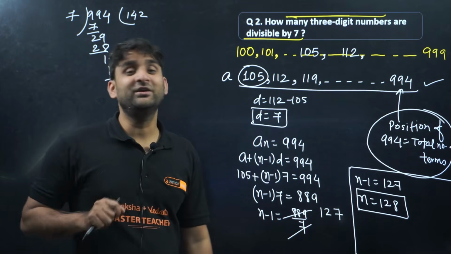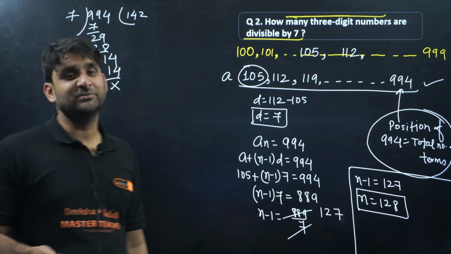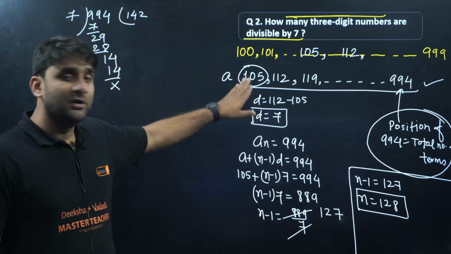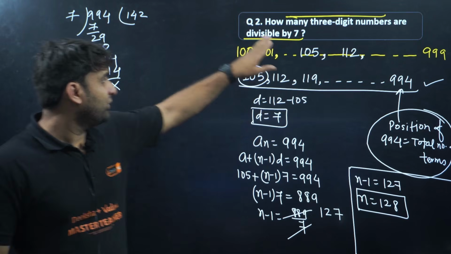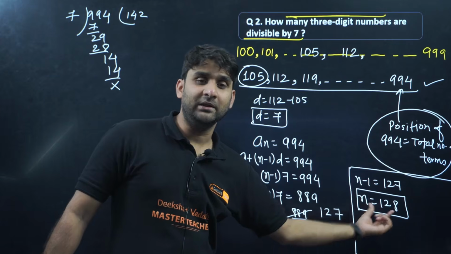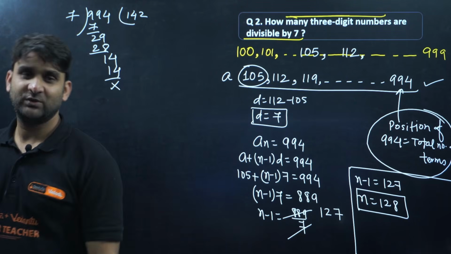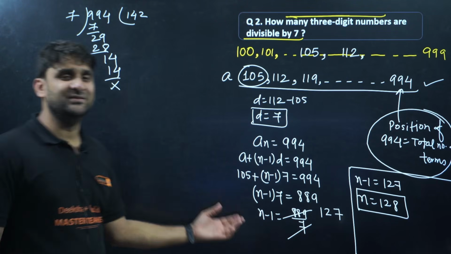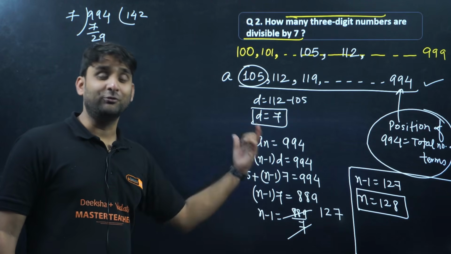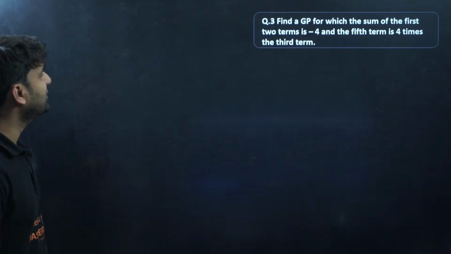So how many 3-digit numbers are divisible by 7? 128 3-digit numbers. If you count 105, 112, 119 till 994, how many numbers will you get? 128. Clear, everyone? So this is really easy. The concept should be clear, and the pattern of how to solve the question. Moving ahead, question number 3.